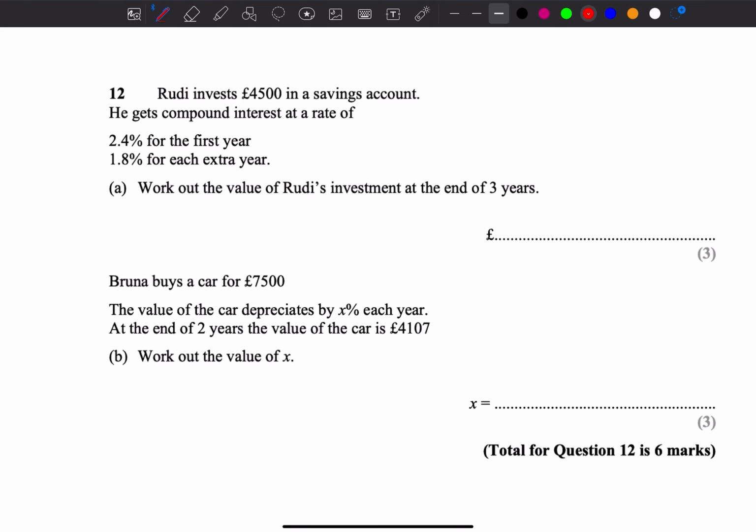Compound interest. 4,500 is the deposit. 2.4 is going up, isn't it? Because it's a savings account. So it's 1.024 for the first year, to the power 1. We don't need to write 1 anyways. 1.018 for the second one. And the total is 3 years, so it must be squared here. So it will give you 4,775.38, to 2 decimal places. That's the answer.